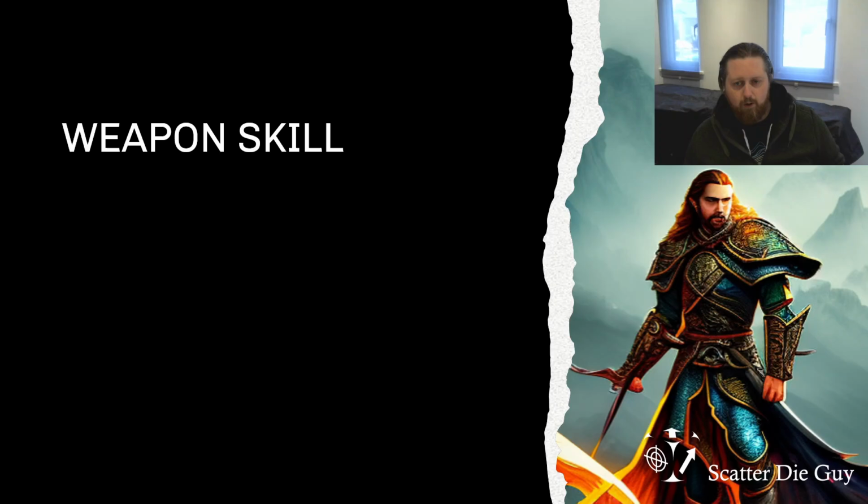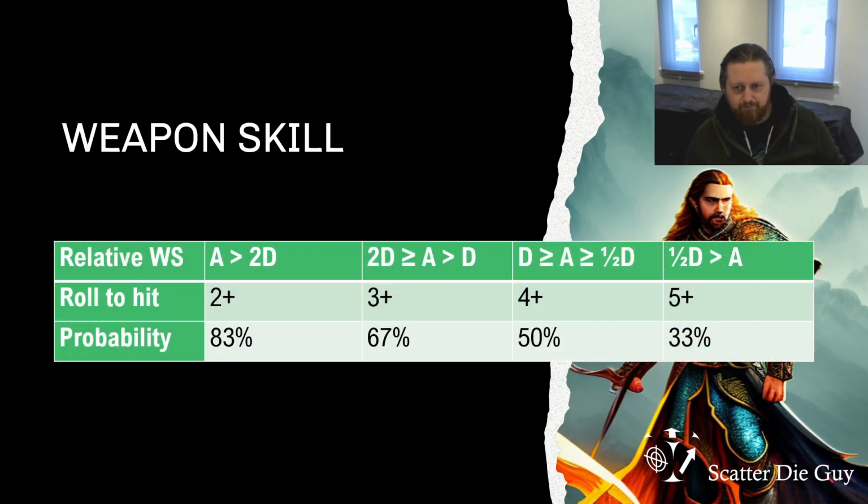The value you need to roll to score a hit in close combat is derived from the to hit chart based upon your unit's and the opposing unit's weapon skill characteristics. Whilst it's simplest just to consult the chart during normal play, it is interesting to understand the mathematical pattern it conforms to. This is demonstrated in the table on the screen. A is the attacking unit's weapon skill, and D is the defending unit's weapon skill. The attacking unit's weapon skill is more than twice the defending unit's.